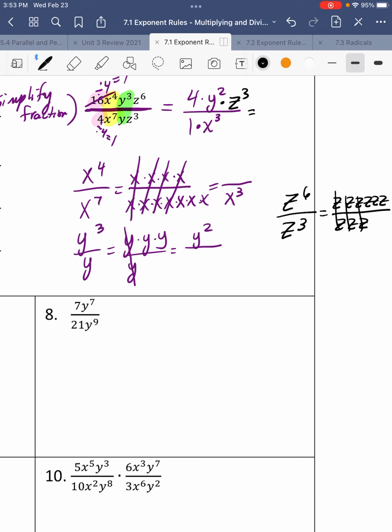Let's do a little simplifying here. So we have 4y squared z to the 3rd. The only thing you really can simplify is this denominator. 1 times x to the 3rd is just x to the 3rd. There's your final answer.